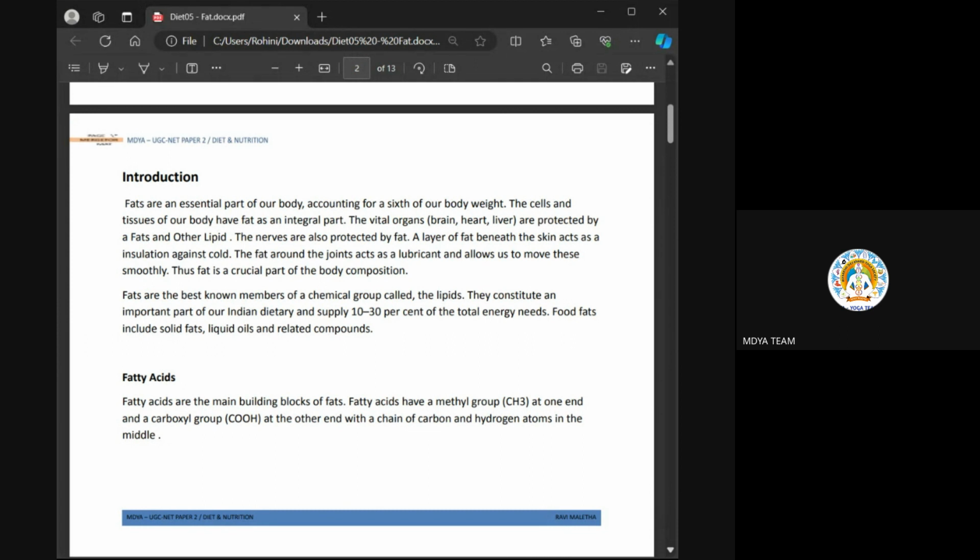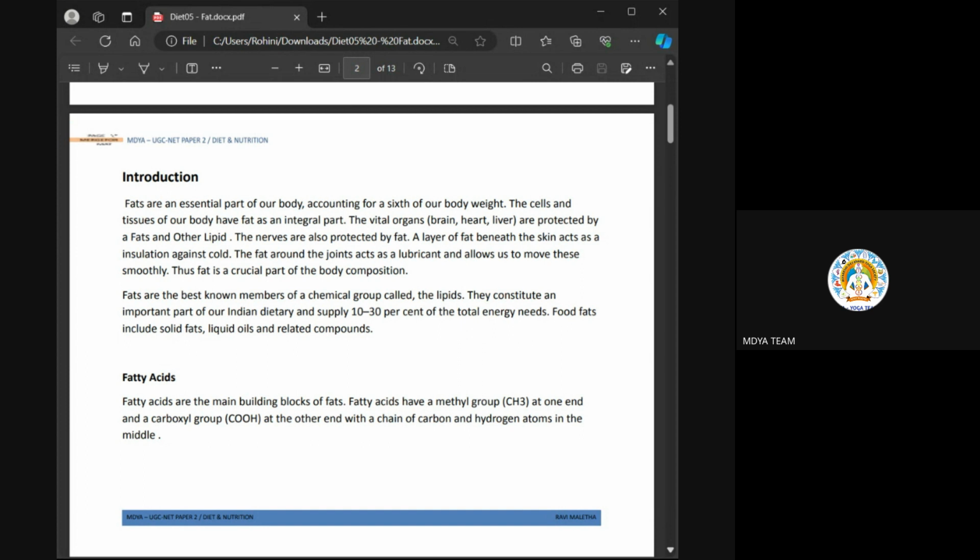So let us discuss what fat is basically made up of. The important constituents of all fats and oils are fatty acids and cholesterol. Like proteins are made up of amino acids, and carbohydrates are made up of sugars, with chains of sugar making monosaccharides and disaccharides, fats are also made up of fatty acids and glycerol. Fatty acid is the main building block of fats.